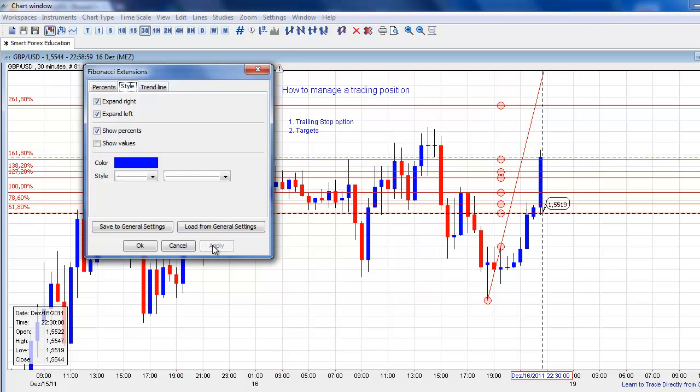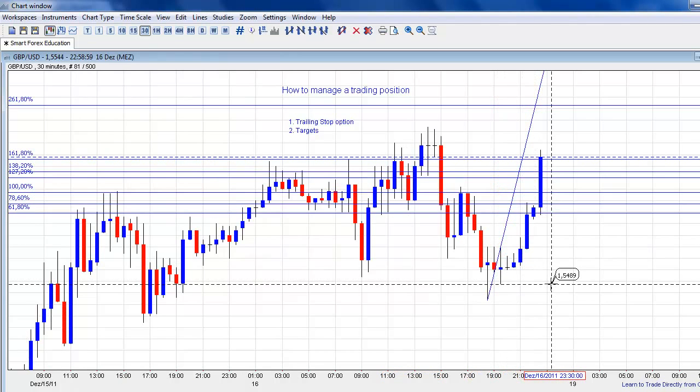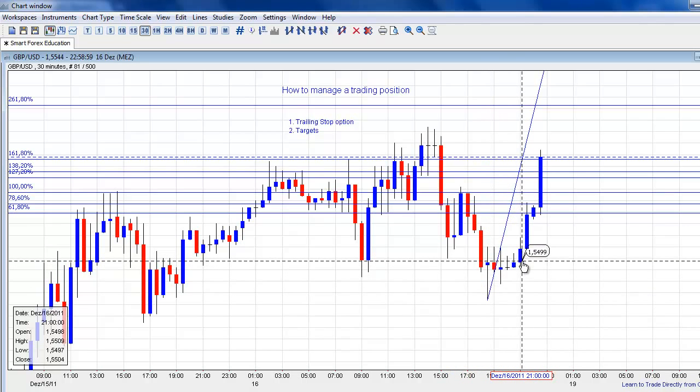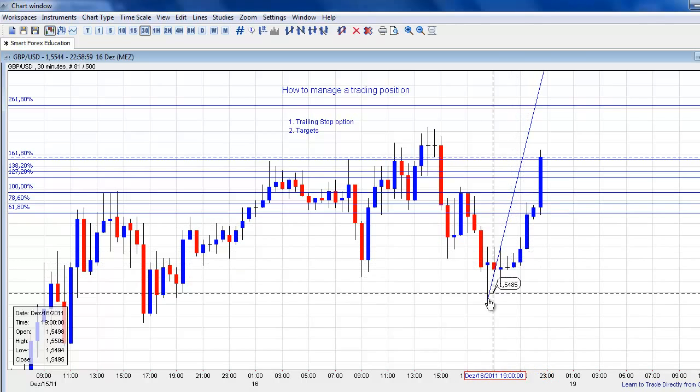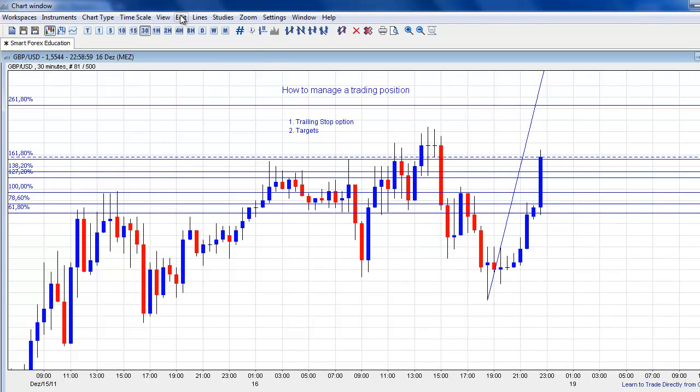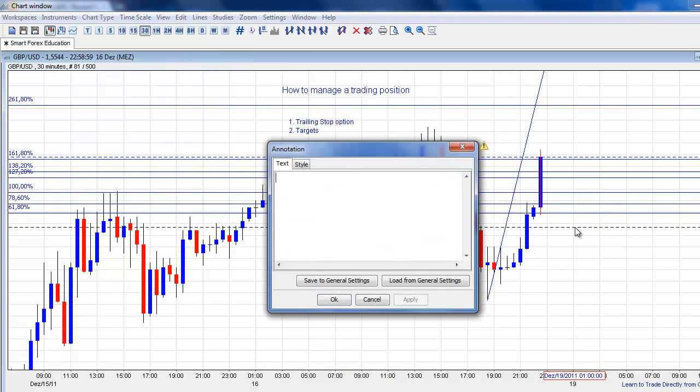Once the price tested our first target that we had in place, what we then did is, our stop was below the lows. Okay, what we then did is we trailed our stop. So we had a stop below the lows of the day, and when the price tested the first target, which was our 61.8% level, we trailed the stop to break even.